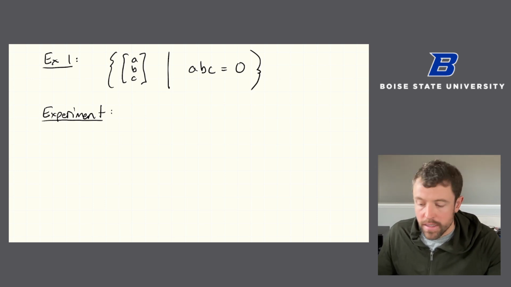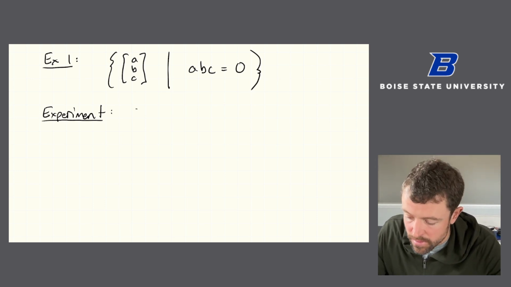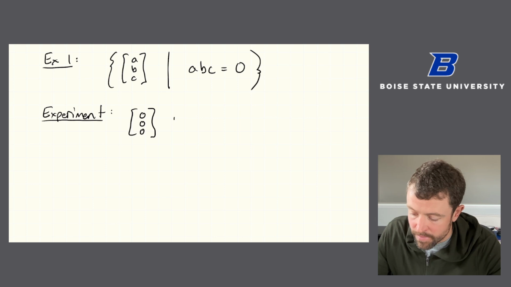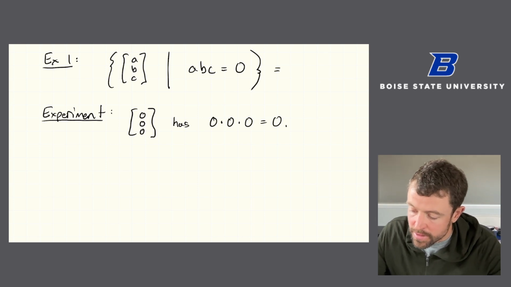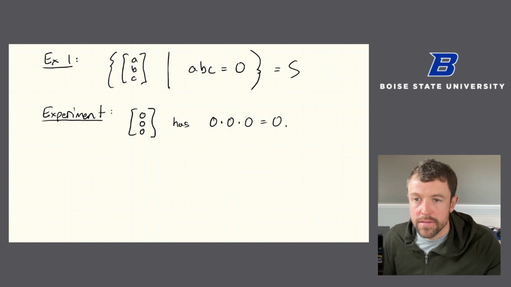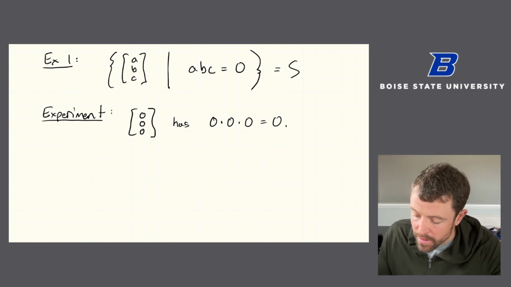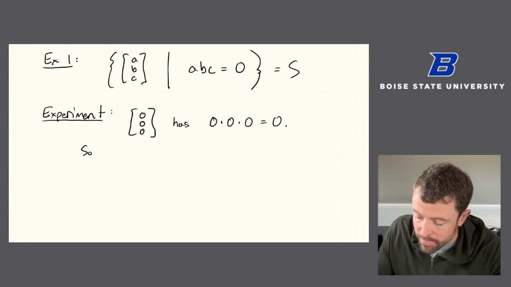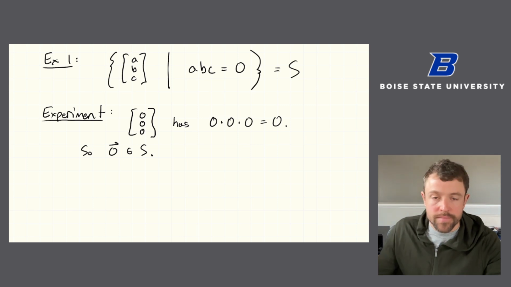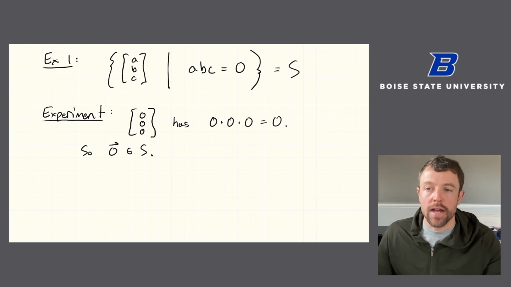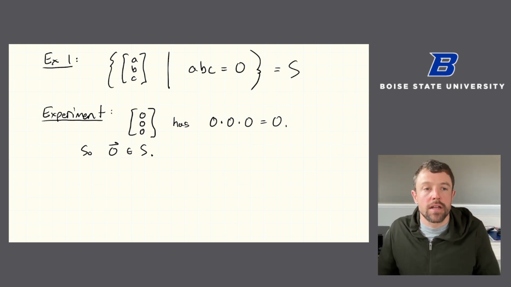Well, we're in R3, and so if I look at 0, and I multiply the three coordinates, let's call this thing S, so that I don't have to keep referring to it in some weird way. This means that the 0 vector is an element of S. All right, so that was just the first thing to check. If 0 wasn't in the subset, it would definitely not be a subspace.